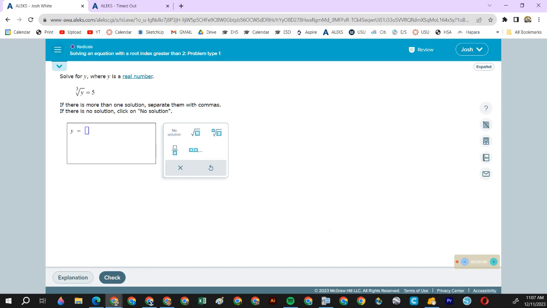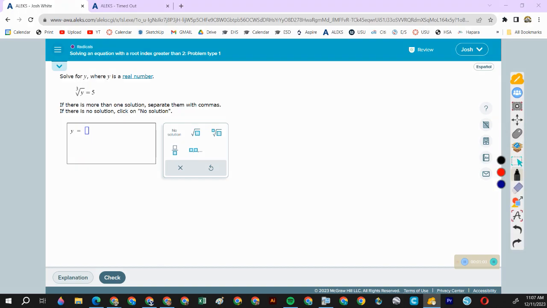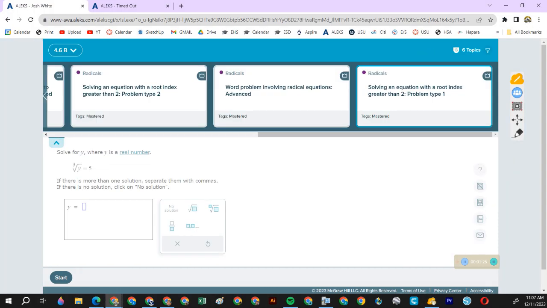So for this problem, do I need to worry about the root equaling a negative? No, it's a third root. So can the cubed root of a variable equal positive 5? Yes. Could it equal negative 5? Yes. So how do we solve that? We just cube both sides, and we get y equals 125. What if it was negative 5? It would be negative 125, because negative 5 times negative 5 is positive 25, times negative 5 will be negative 125. So that one should be really easy. There are a couple of these that are going to hurt your head.